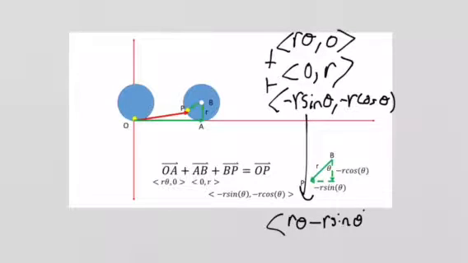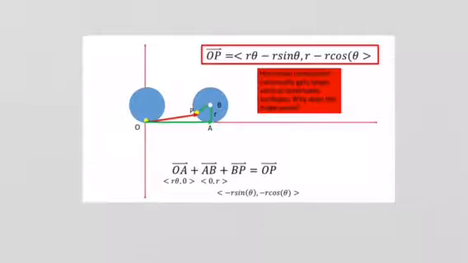Okay. What is 0 plus r plus negative r cosine theta? That's just going to be r minus r cosine theta. And I'll have that neater on the next slide. So here it is. We have r theta minus r sine theta, r minus r cosine theta.